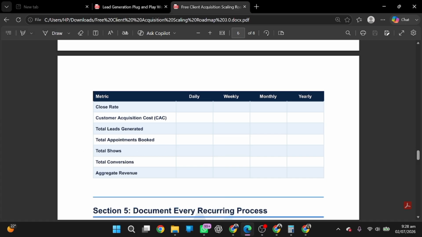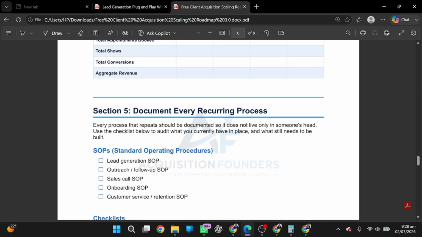Total shows is basically out of the booked appointments, how many of those appointments showed up to a meeting. Total conversions, aggregate revenue. So out of all the activities you've done, how much money have you made? That's your aggregate revenue.